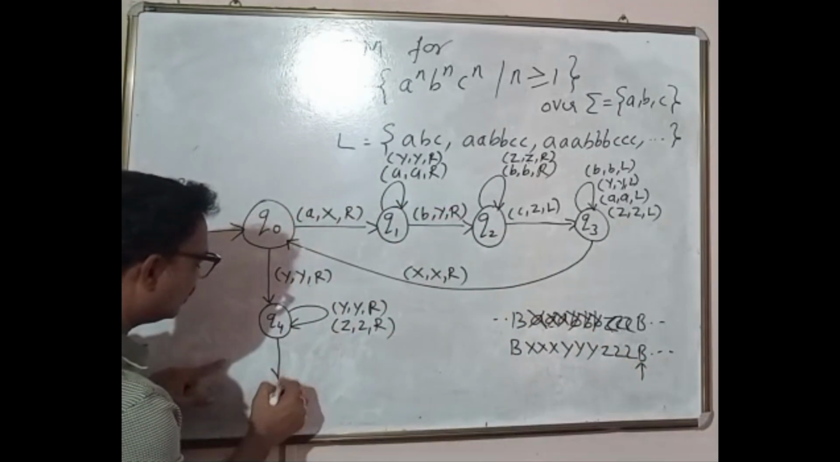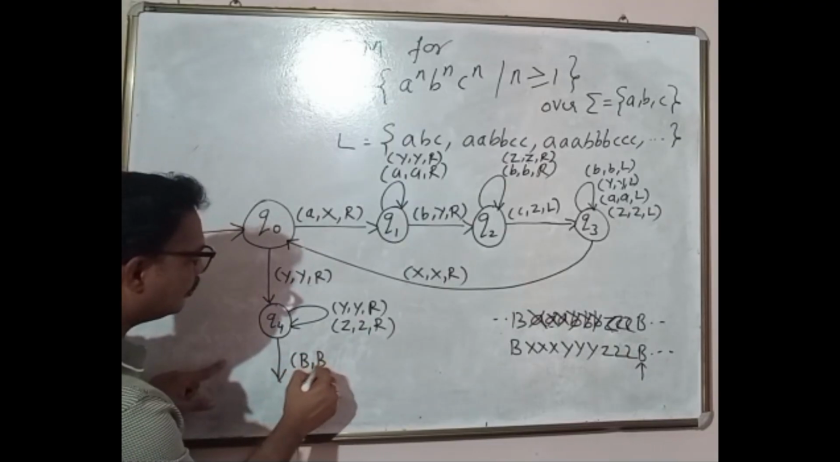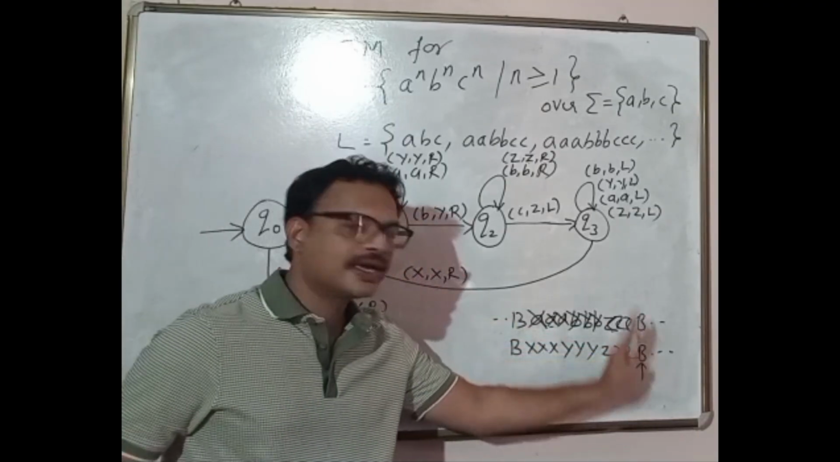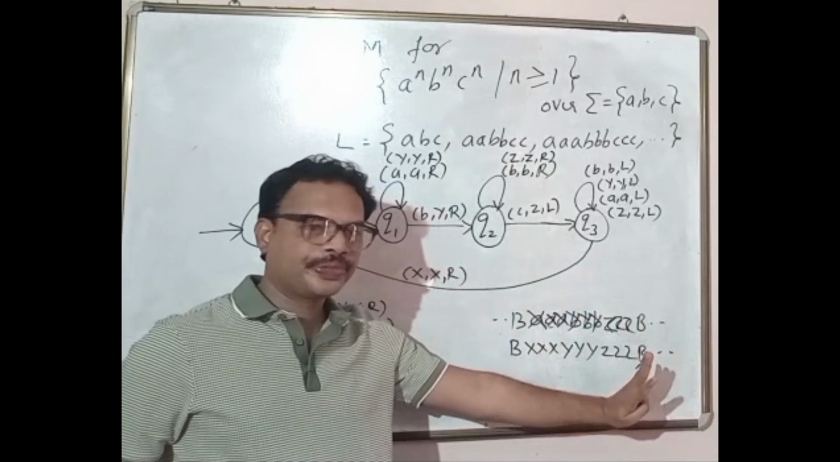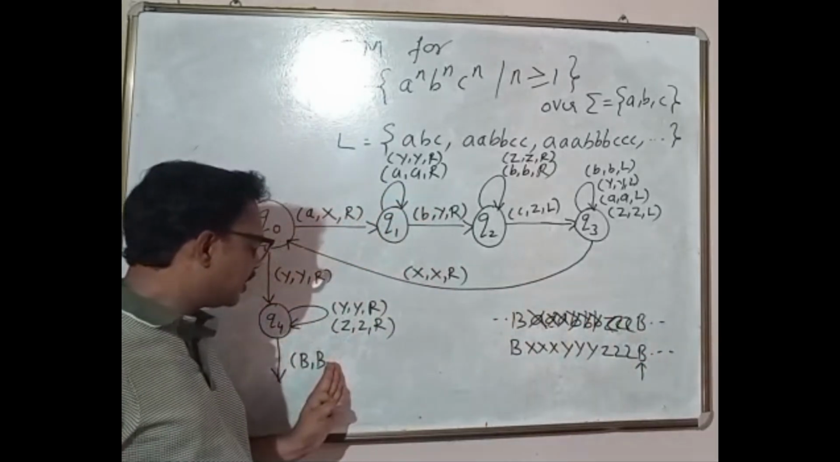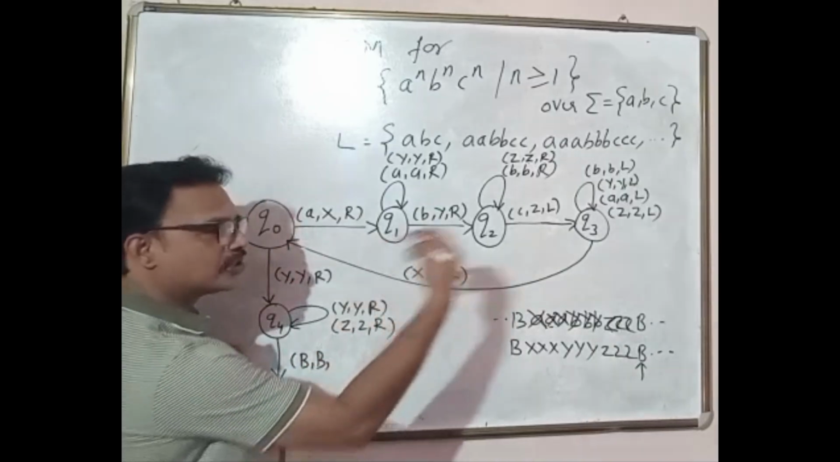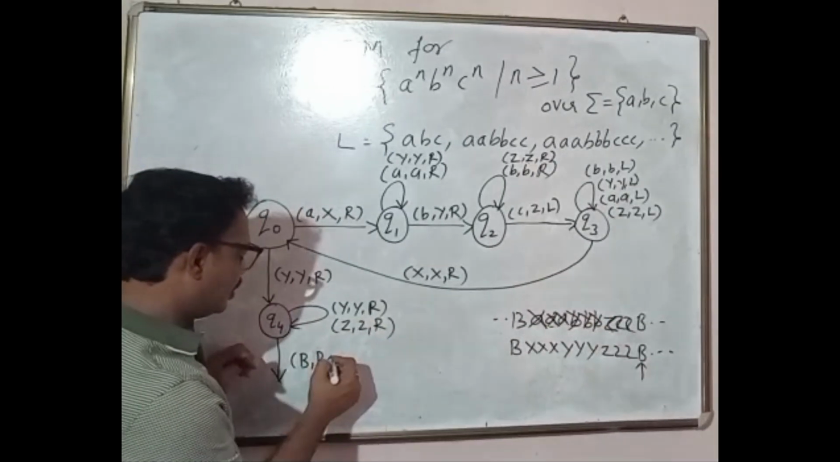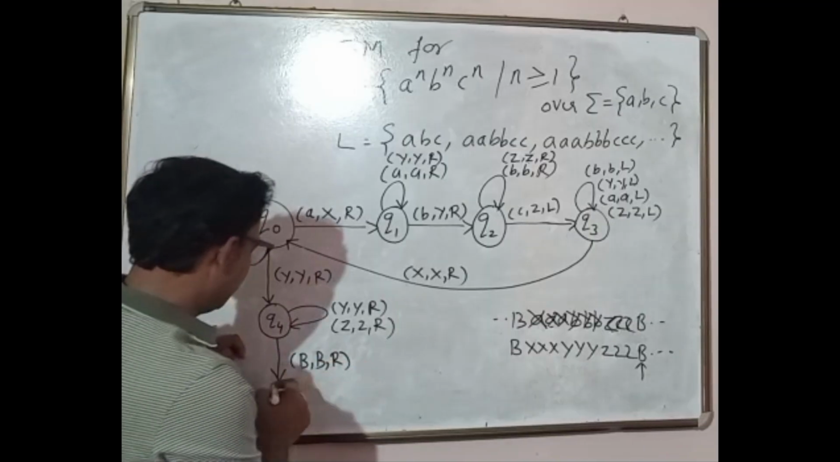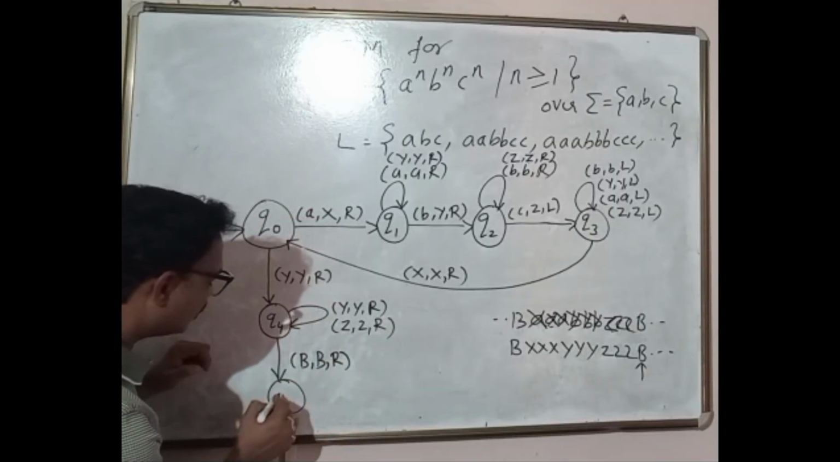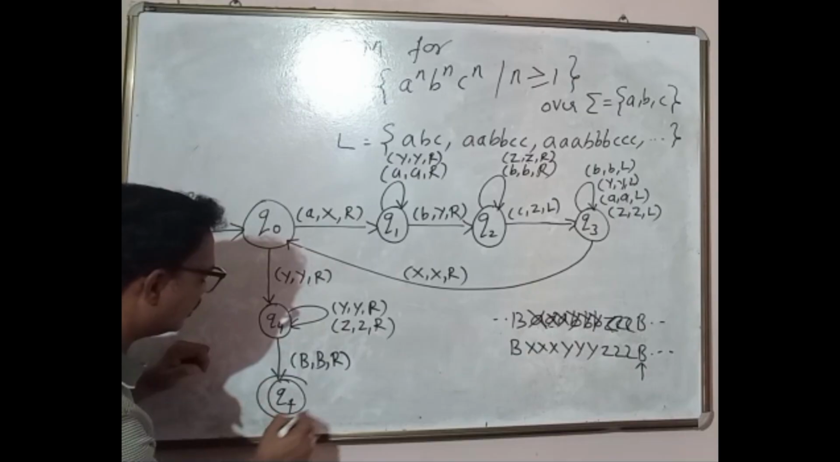That is blank, blank. And it keeps that blank as blank only. It doesn't do anything. And here we have a freedom that either we can ask the Turing machine tape head to move towards right or left. I will make it right. Okay. Then it moves to the final state.